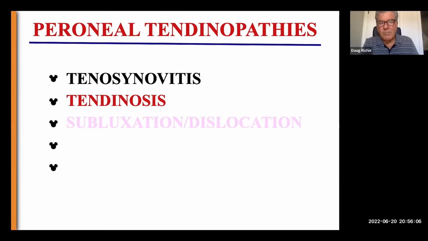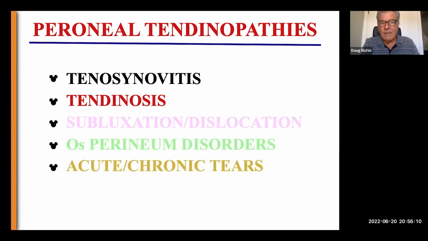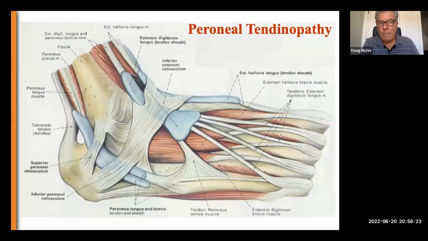Keep in mind, some of these patients undergo subluxation and dislocation. They can have an os peroneum disorder, and they can actually have an acute tear. So we have to work them up carefully to come up with the correct diagnosis. But in almost every case, we're going to initially treat with offloading.